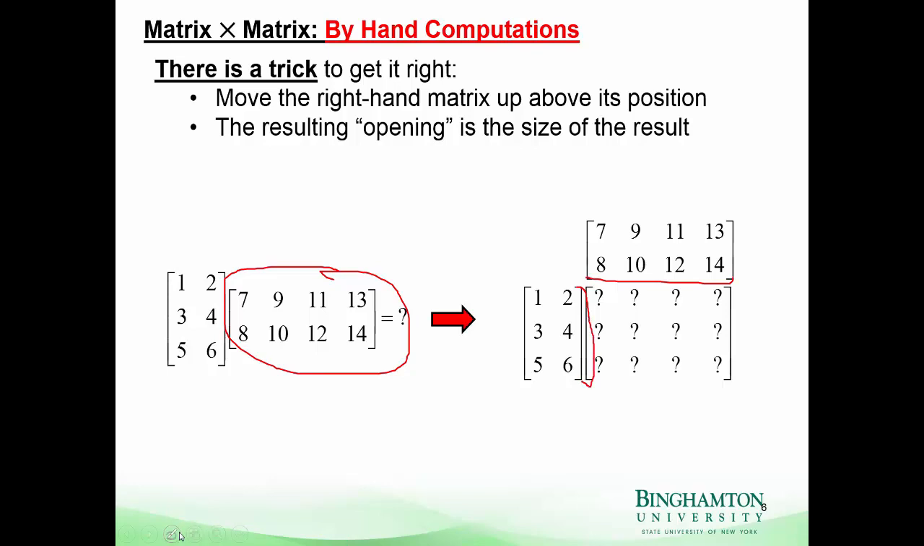So at that point we're now good to go as far as the result. And we should also check that the inside dimensions match, and that is the case here. So we've got a 3 by 2 here, and we've got a 2 by 4. So that's good to go.